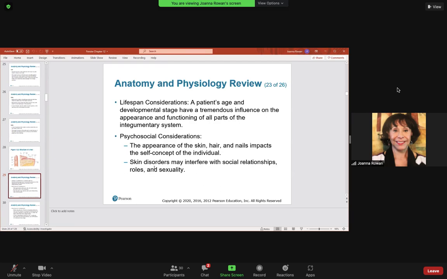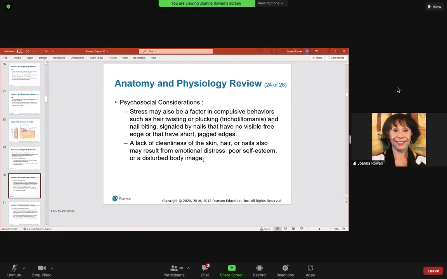Specifically, people who are in the media, or movie stars, that might have some kind of skin discoloration such as vitiligo, that might definitely interfere with their role, and they might feel like they are not the same as they used to be.